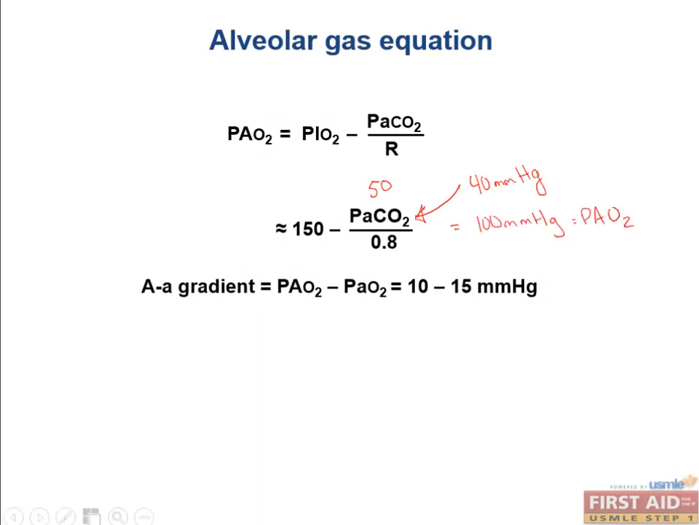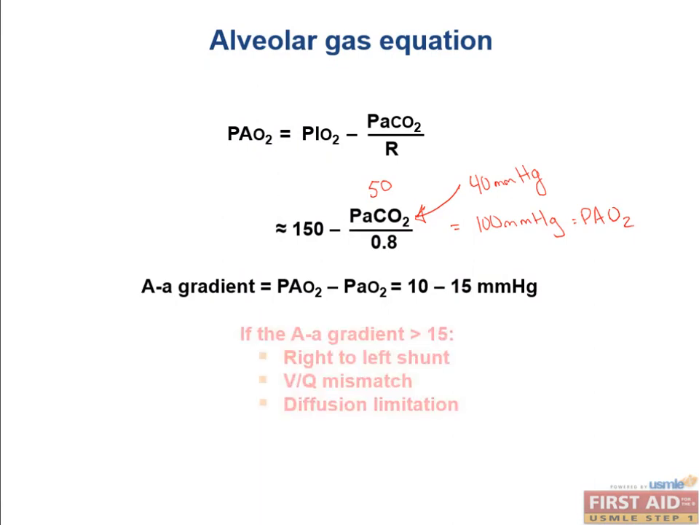What's the bottom line? If you see an AA gradient that's greater than 15 millimeters of mercury and with hypoxemia, you should be thinking about some sort of right to left shunt, VQ mismatch, or a diffusion limitation problem, like we just discussed.